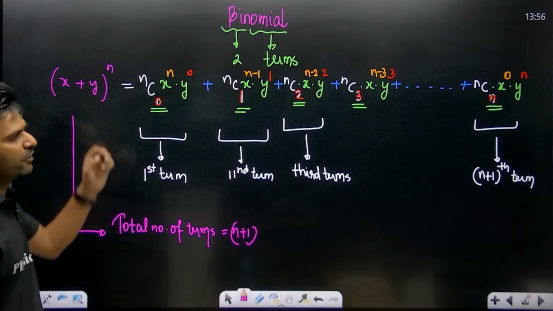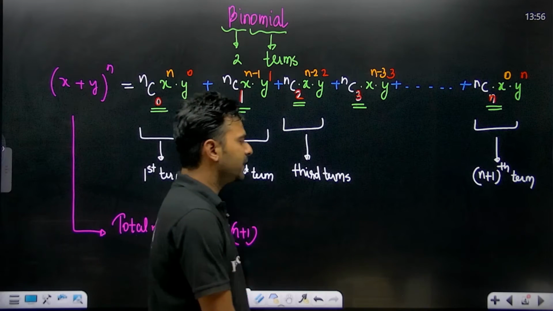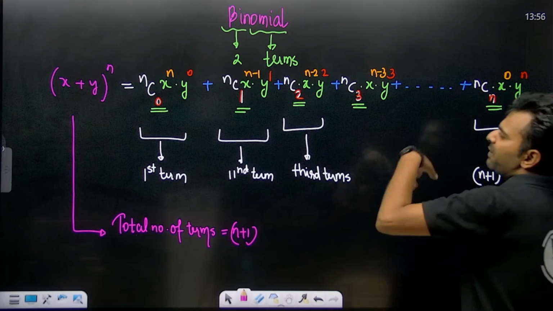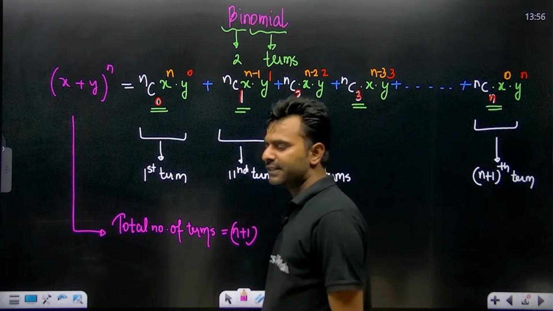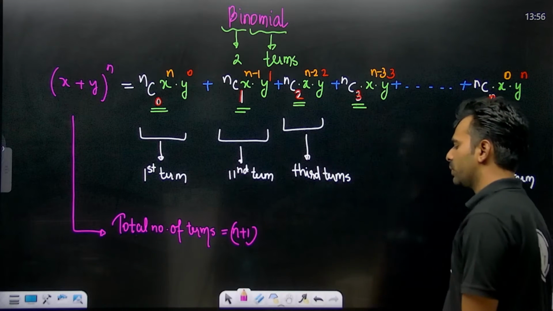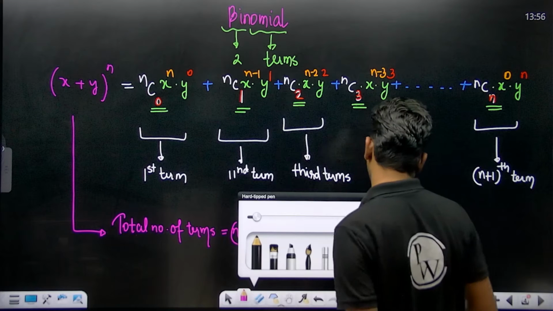If the value of n is given over here, let's say 10, the number of terms will be 10 plus 1, that is equal to 11. If x plus y to the whole power, let's say 100, is asked, then the number of terms will be equal to 100 plus 1, that is 101. I hope you guys are fine with this.